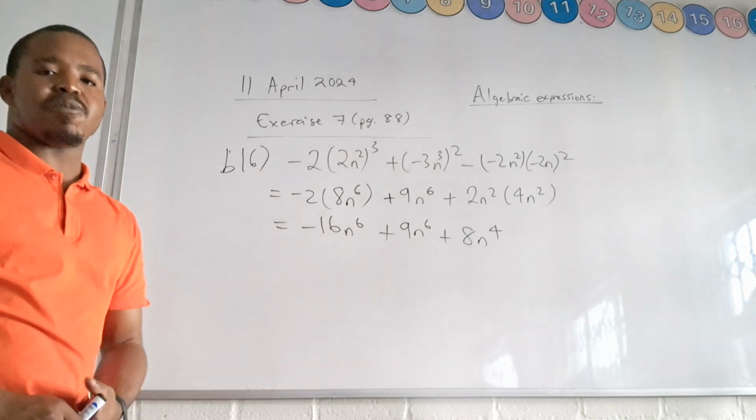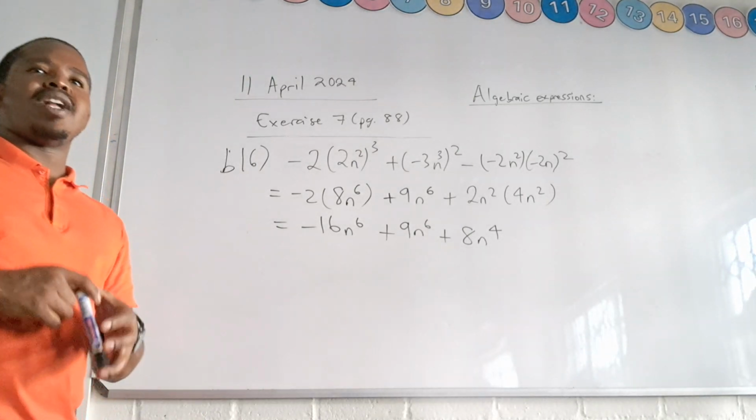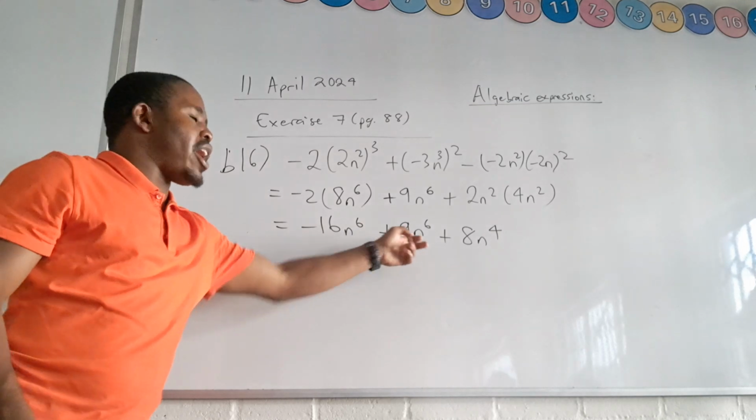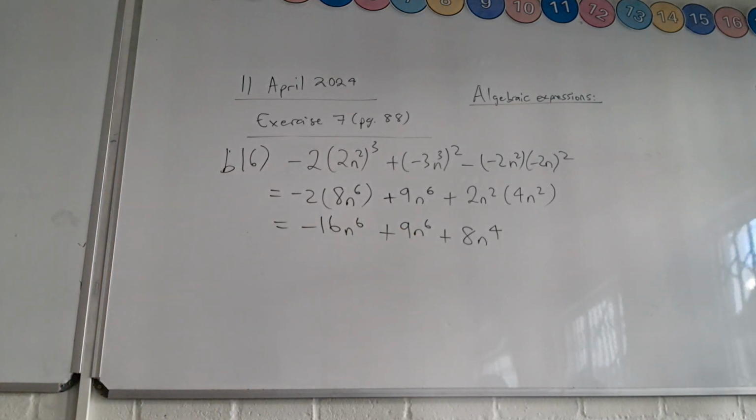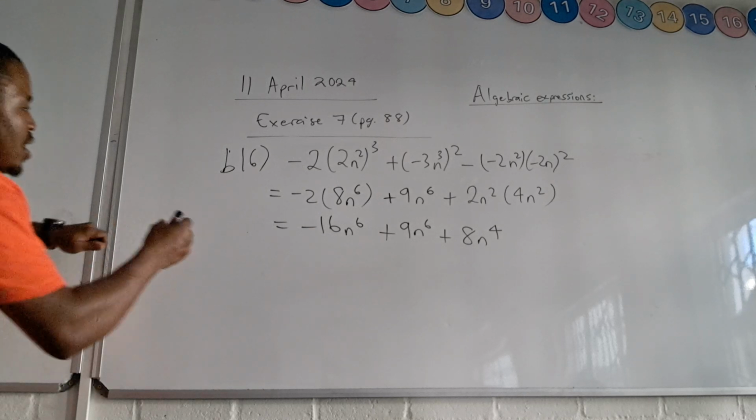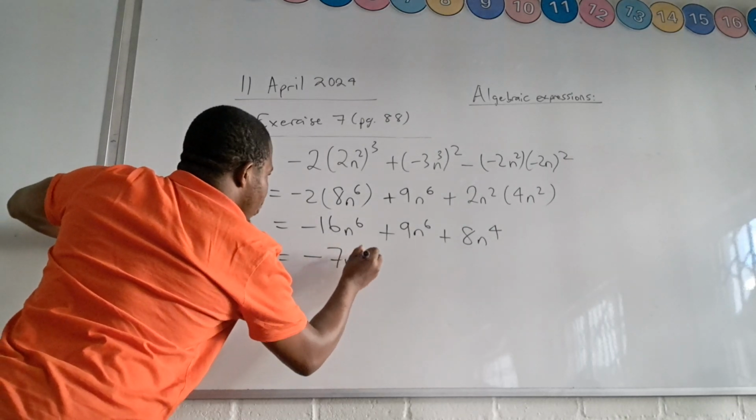Are we done at this point? No. Why are we not done? You can add these two, these ones are like terms. Pay attention, Vincent. Negative 16n to the power of 6 plus 9n to the power of 6. You start at negative 16 and go 9 spaces to the right. 1, 2, 3, 4, 5, 6, 7, 8, 9. Because we're adding, so negative 7n to the power of 6.